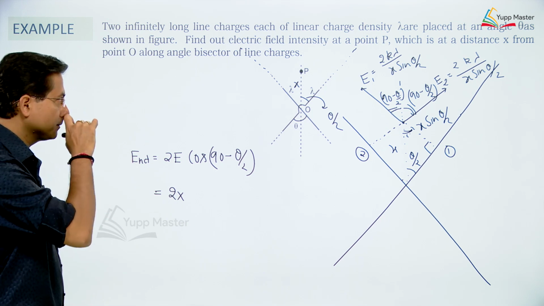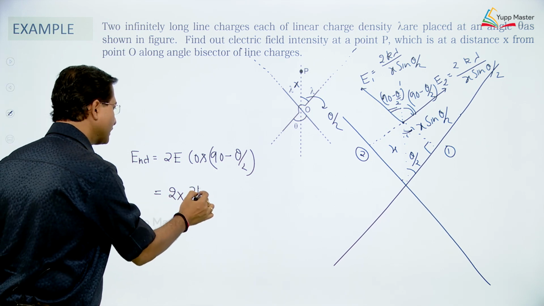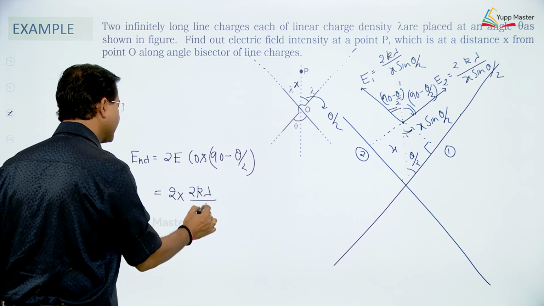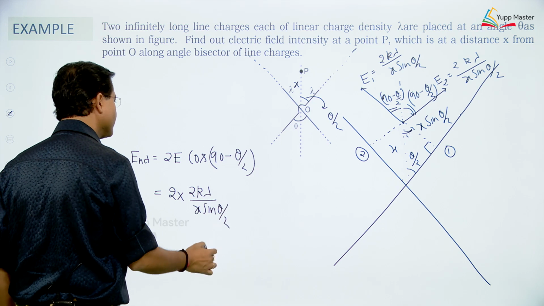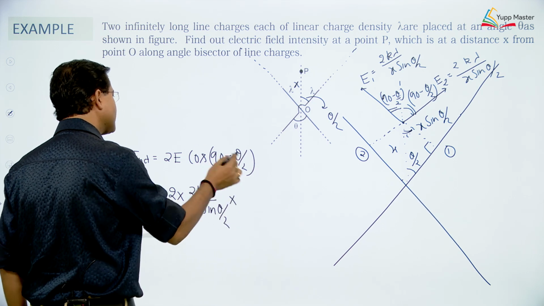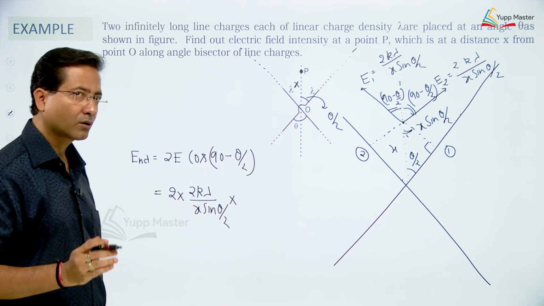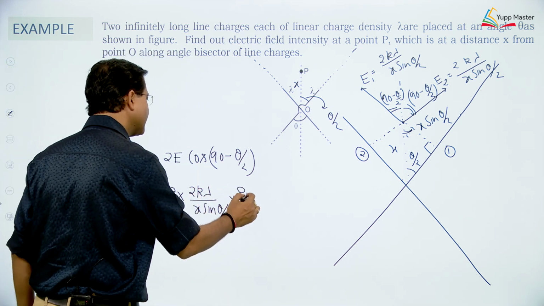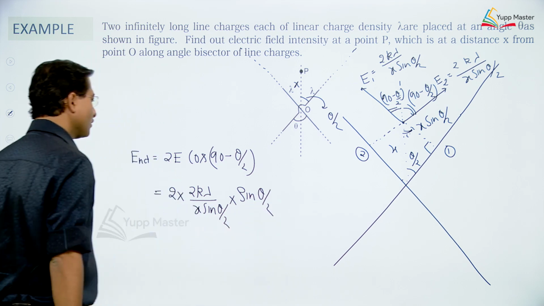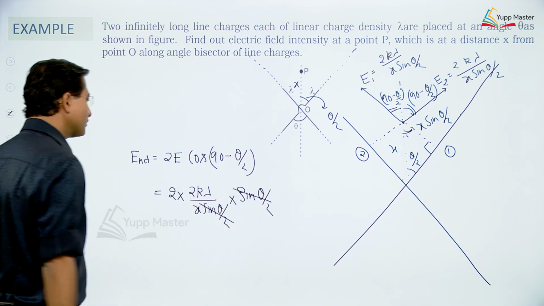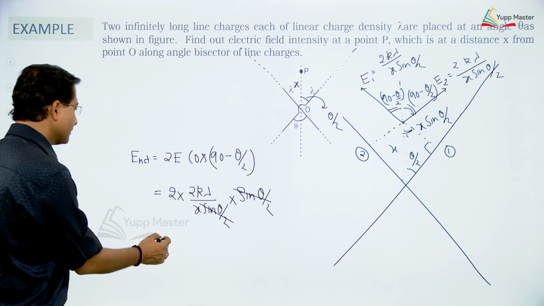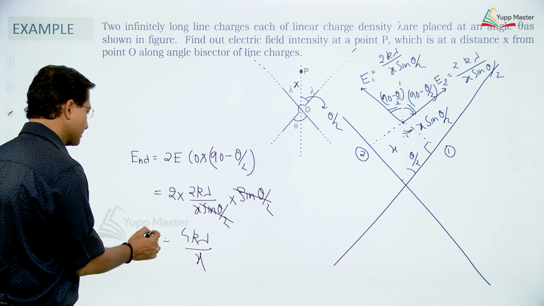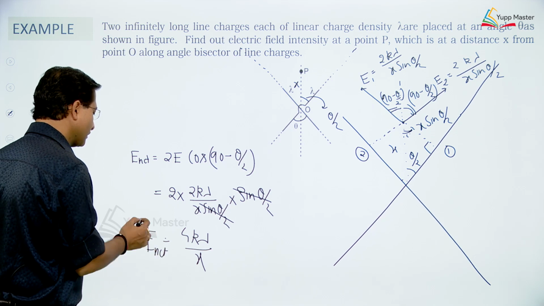And E we got 2k lambda divided by x sine theta by 2, times cos of 90 minus theta by 2, which is sine theta by 2. So this sine theta by 2 and this sine theta by 2 will get cancelled out, and here you will get 4k lambda divided by x, that is the net field.